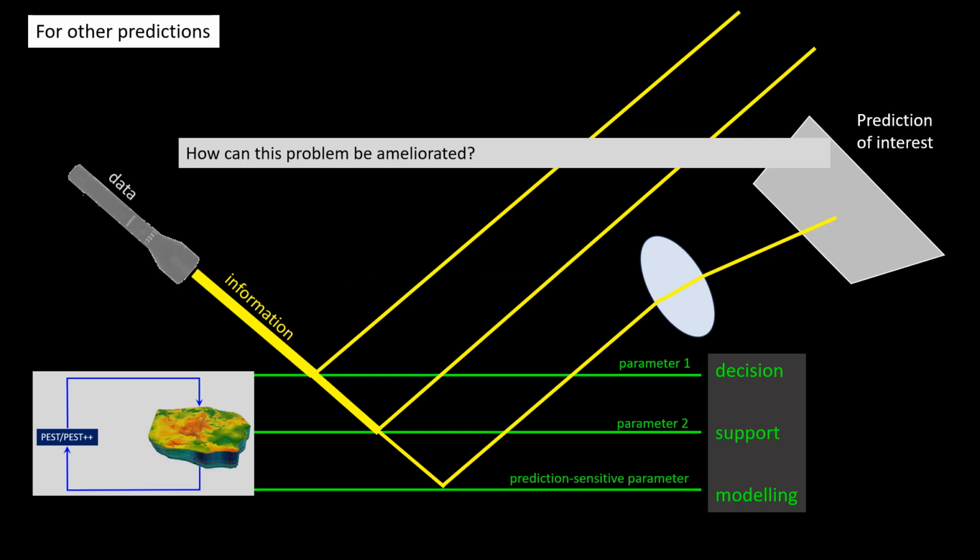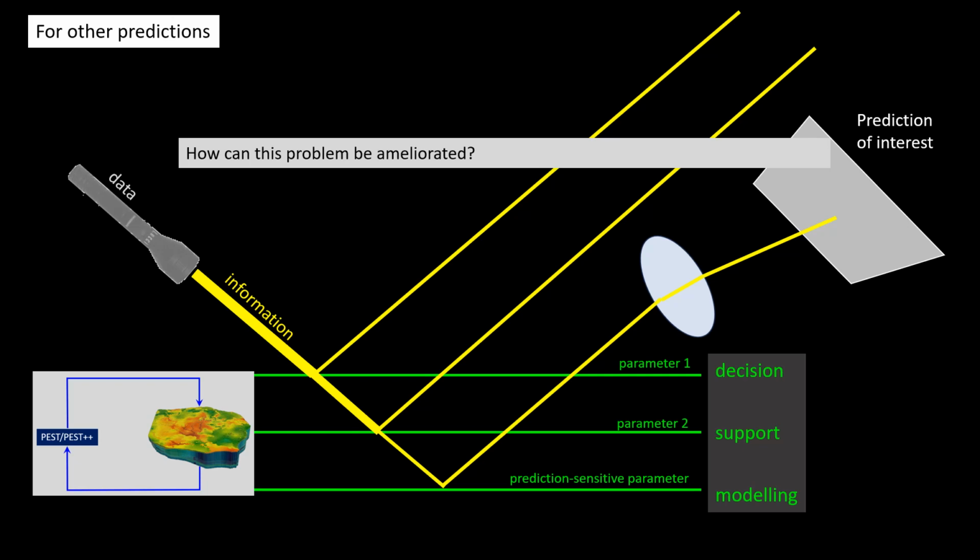Can this problem be alleviated? Well, there are a couple of ways which it can, some more effective than others, depending on our modeling circumstances. The first option is to be very careful in how we pose the history matching problem and in how we formulate the objective function that we minimize when we harvest information from data. The idea here is to search for ways in which we can separate out prediction-salient information from non-prediction-salient information before it actually enters the model.